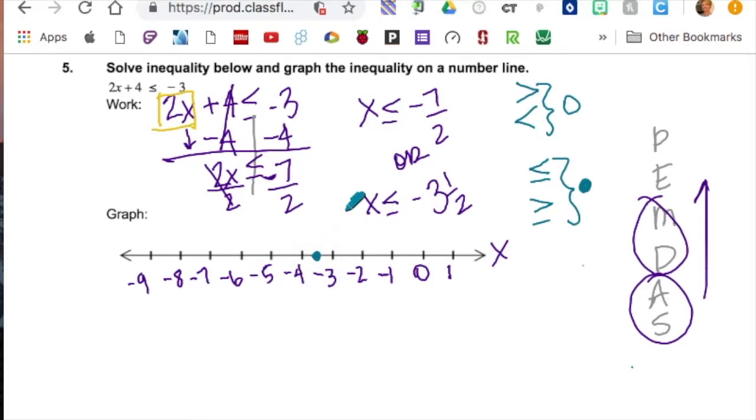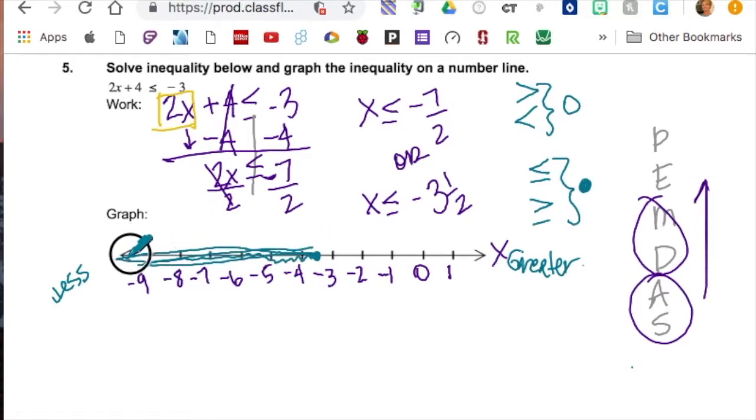If your variable is on the left side, your inequality sign kind of tells you which direction to shade. Less than is to the left, greater is to the right. So because this is less than or equal to, I'm going to shade everything to the left.